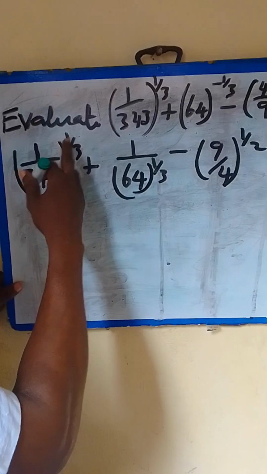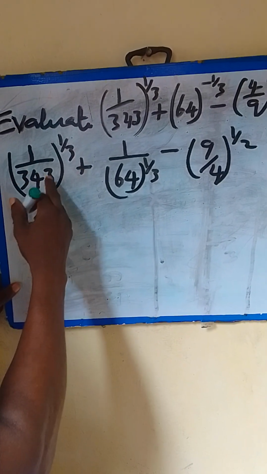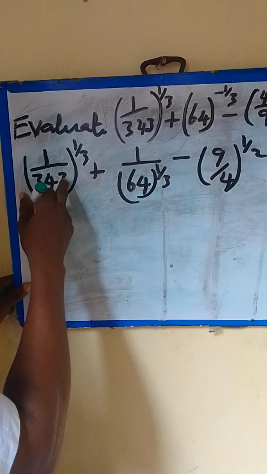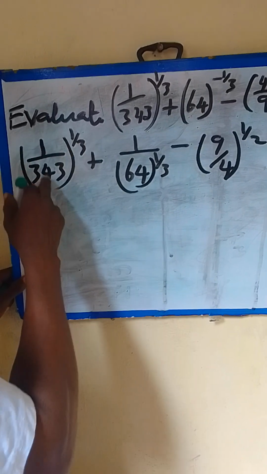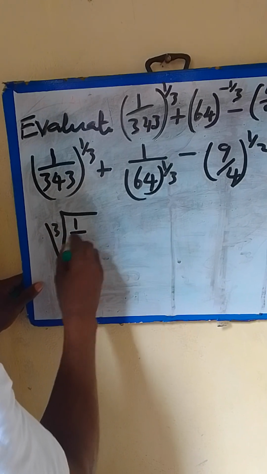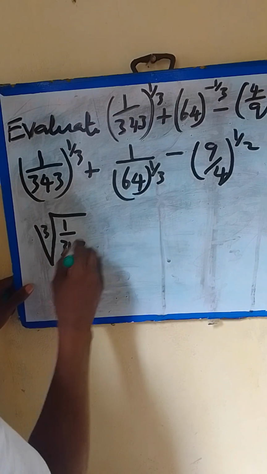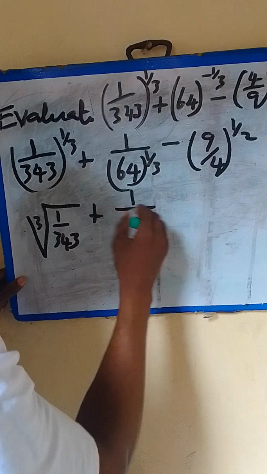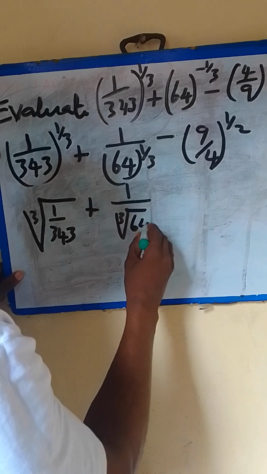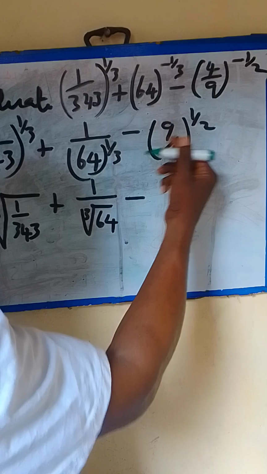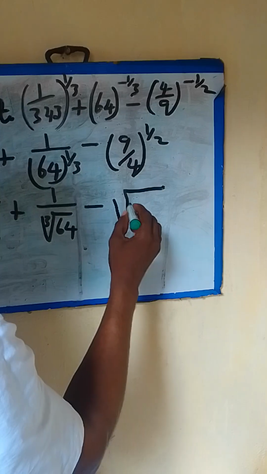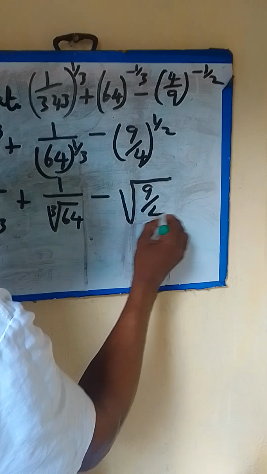So from here, this 1 all over 343 raised to power 1 all over 3 is the same thing as, this 3 is guiding the numerator and the denominator. So we are going to look for the cube root of this. Cube root of 1 all over 343 plus 1 all over, we look for the cube root of 64, minus, here we look for the square root. Since 1 over 2 is guiding numerator and denominator, we look for the square root of the numerator and the denominator, which is 9 all over 4.